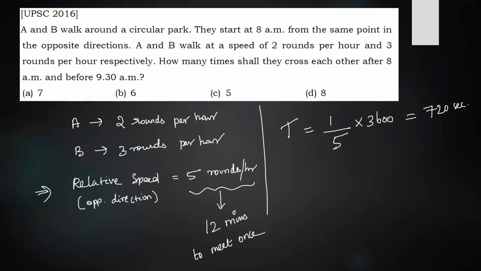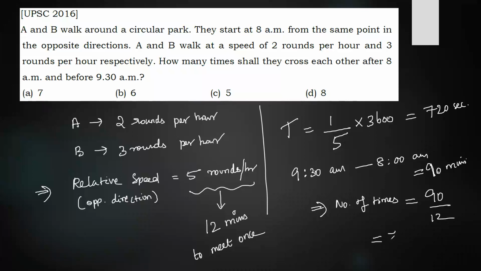The total time they have spent is 8 a.m. to 9:30 a.m. 5 rounds per hour is nothing but 12 minutes to meet once. Is it clear? Yes, sir. Total time spent in the circular park is 9:30 a.m. minus 8 a.m. equals 90 minutes. So nothing but 1.5 hours, right? 1.5 hours is nothing but 90 minutes.